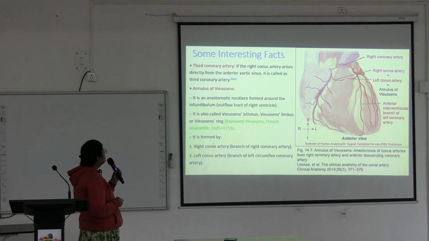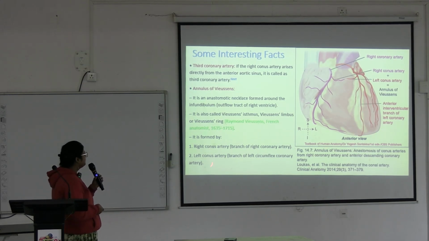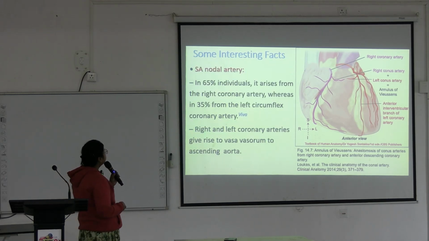Annulus of Vieussens is an anastomotic necklace formed around the infundibulum, that is, the outflow tract of the right ventricle. It is also called Vieussens isthmus, limbus or ring, named after the French anatomist Raymond Vieussens. It is formed by the right conus artery, a branch from the right coronary artery, and the left conus artery, a branch from the left circumflex coronary artery. So this is how the annulus of Vieussens is formed.